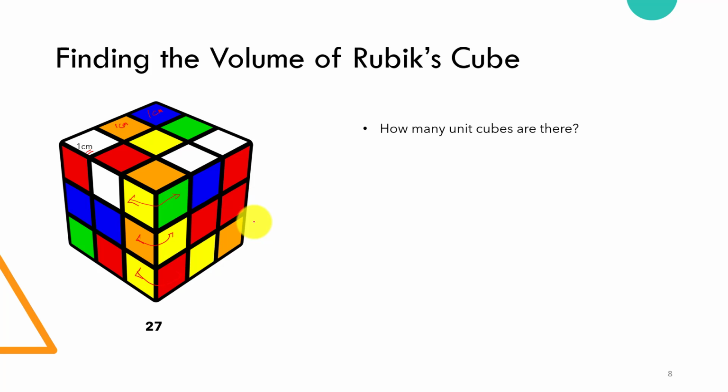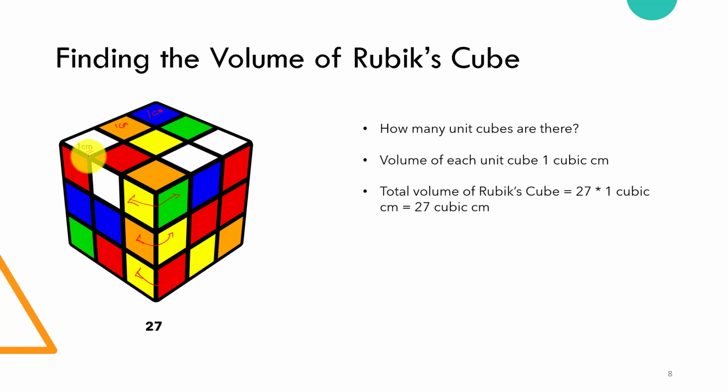And all of them, as we have assumed, the length of their side is 1 centimeter. So that means all of them are unit cubes. And we know the volume of each unit cube is 1 cubic centimeter, correct? So that means the total volume of this whole Rubik's cube will be, there are 27 unit cubes, that means 27 into 1 cubic centimeter. That means 27 cubic centimeter here, correct?